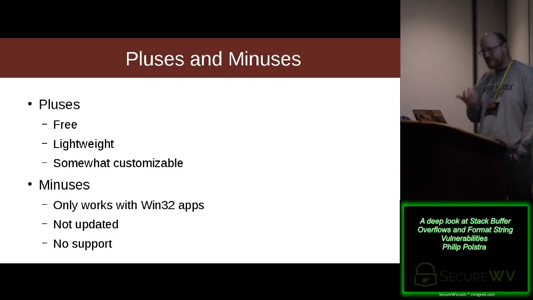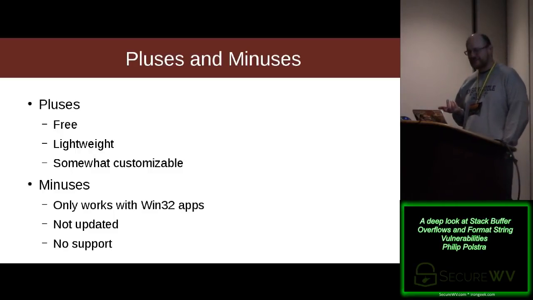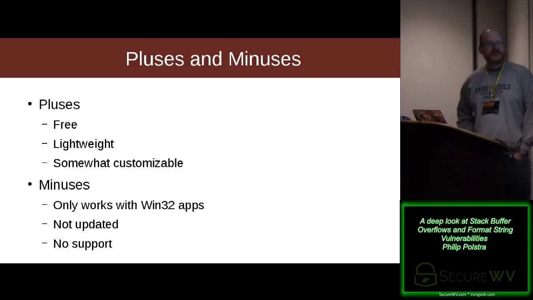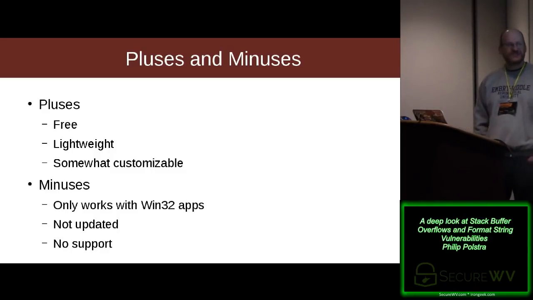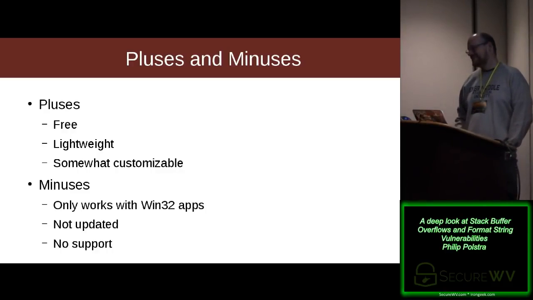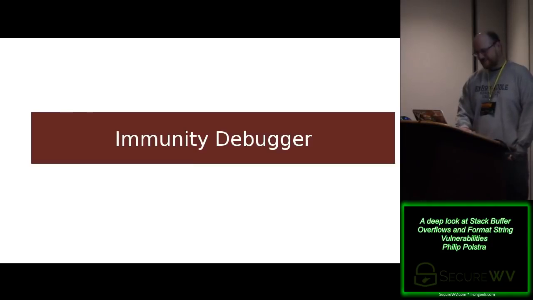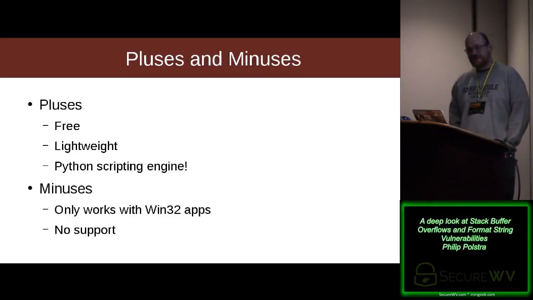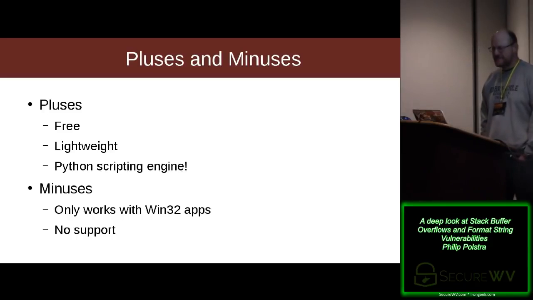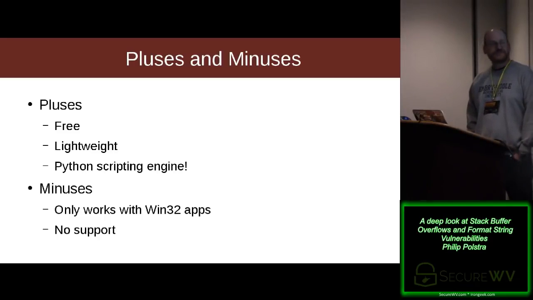So some of the debuggers out there: OllyDbg, what's good about it? It's free. It's pretty lightweight, somewhat customizable. Biggest minus is it only works with 32-bit Windows apps, doesn't do 64-bit, not really updated, and it's free, so there's no support. There's Immunity. Immunity has the same pluses. One of the nice things about it is it has a little Python scripting engine, and you can write your own Python scripts for it, and some people do. And of course, biggest minus, 32-bit Windows only, and no support.